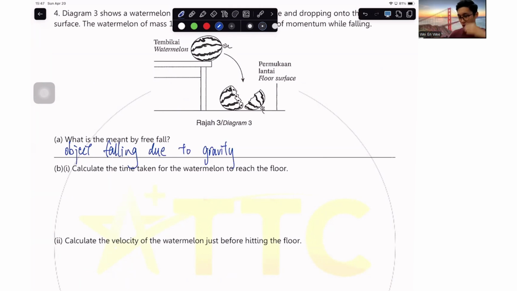Correct, very good. No air resistance, no external forces. So the key point here is you must say object falling due to gravity only. If you don't have the word only, you might get this wrong. Yeah, you must add the word only.